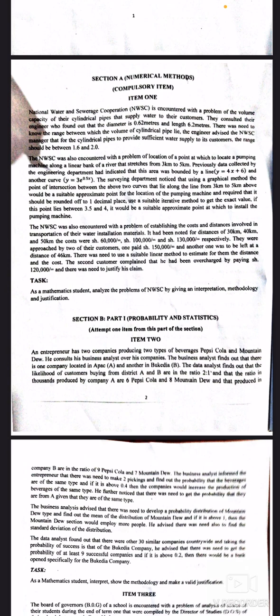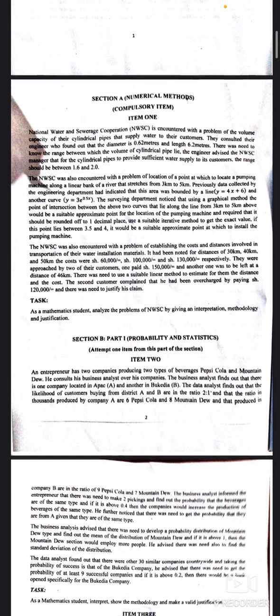Wow, this is really so interesting, guys. Now, let's dive in to interpret. The first problem being faced in that item is the volume of the cylinder pipes, with diameter 0.62 meters and height 6.2 meters. Now the question is: is the volume enough? The recommended range that is needed there is 1.6 to 2.0.